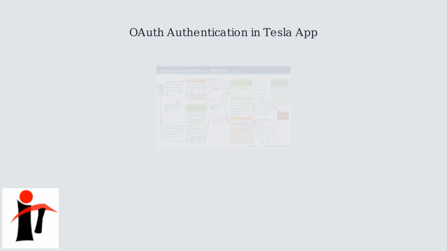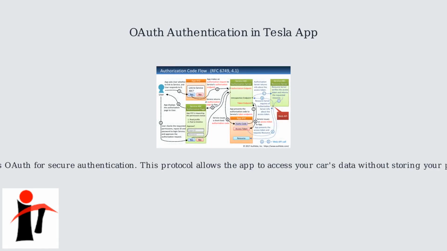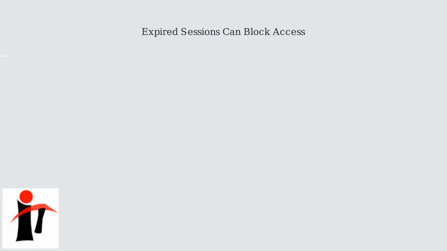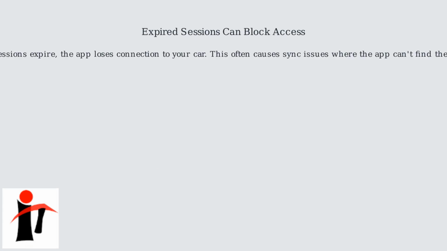Tesla's app uses OAuth for authentication, a secure protocol that lets the app access your car's data without storing your password. This involves authorization codes and access tokens exchanged between your device, Tesla's servers, and the car. Expired sessions can block access to your car. OAuth tokens have limited lifespans, and when they expire, the app can't communicate with Tesla's servers, leading to sync failures.